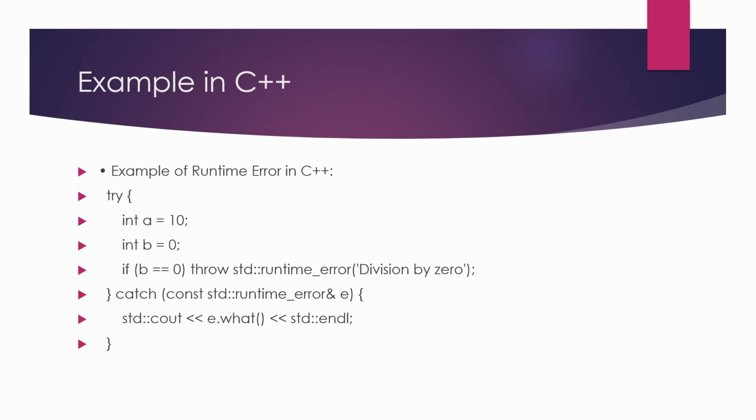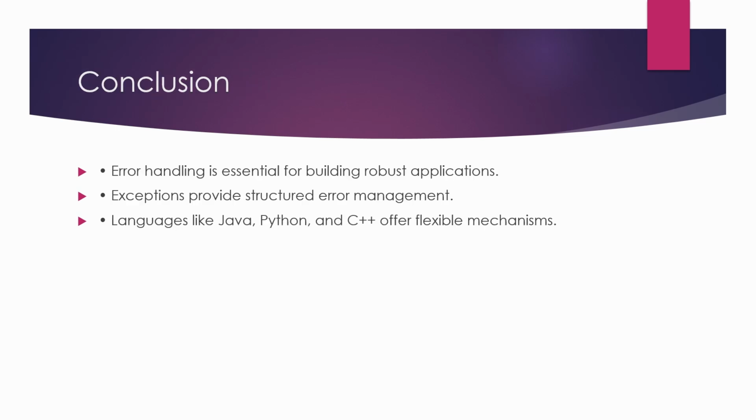In C++, exception handling works with try-catch blocks as well. If an error is encountered, such as trying to divide by zero, an exception can be thrown. We catch the exception in the catch block and display an appropriate message to the user. This prevents the program from crashing unexpectedly.